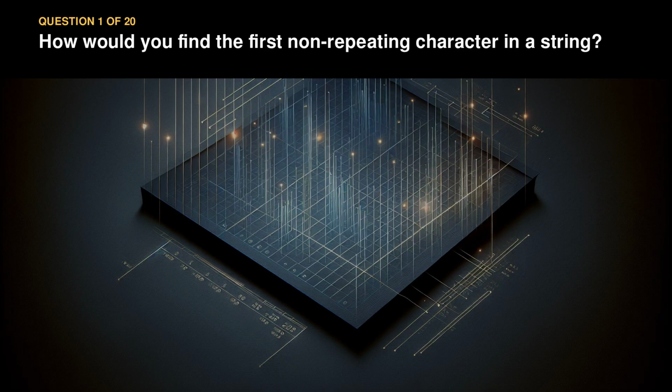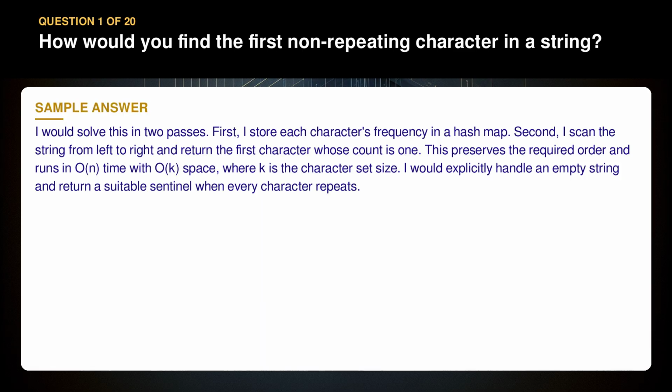Question 1. How would you find the first non-repeating character in a string? I would solve this in 2 passes. First, I store each character's frequency in a HashMap. Second, I scan the string from left to right and return the first character whose count is 1. This preserves the required order and runs in O(N) time with O(K) space, where K is the character set size. I would explicitly handle an empty string and return a suitable sentinel when every character repeats.